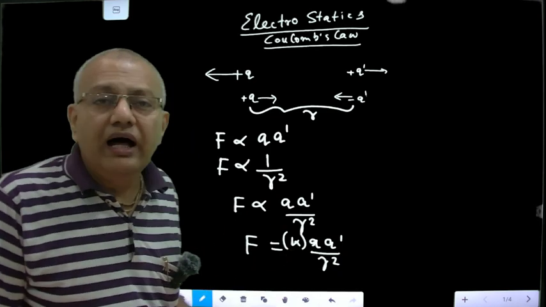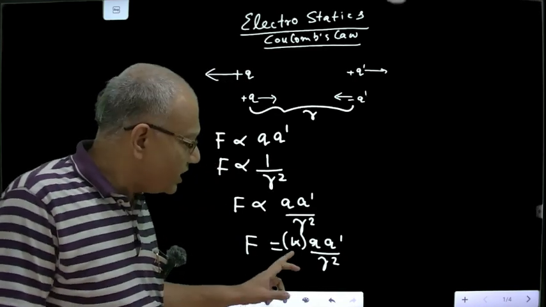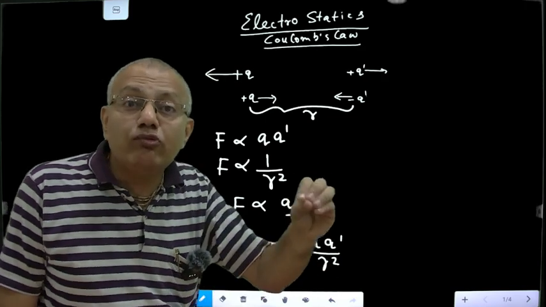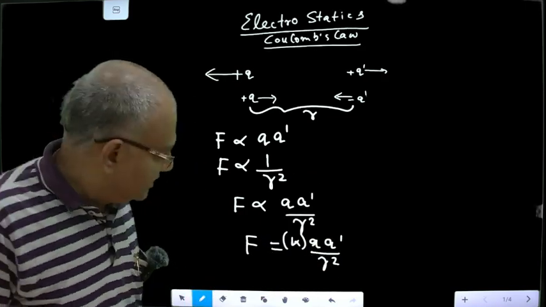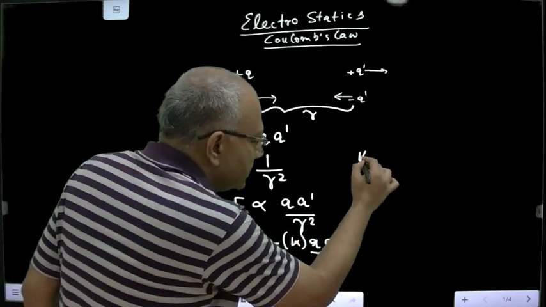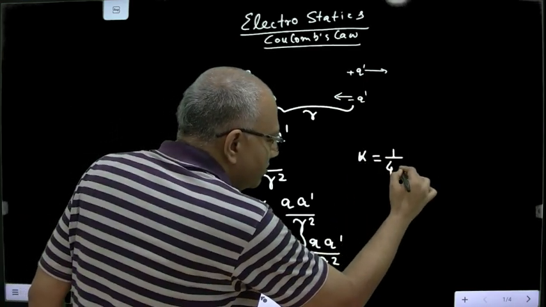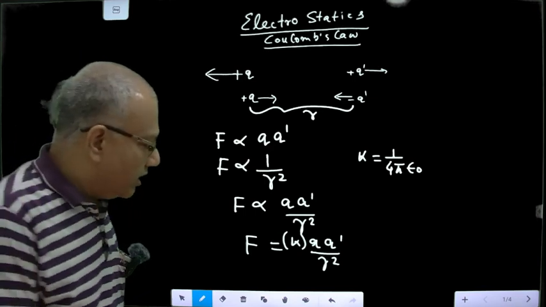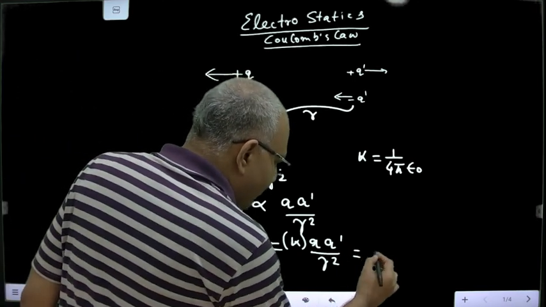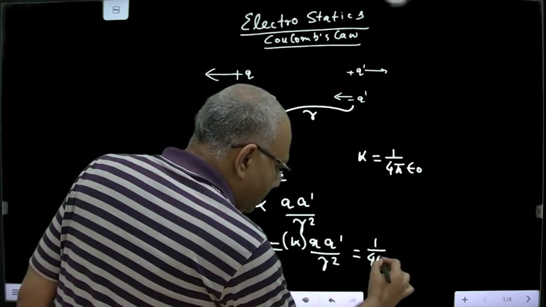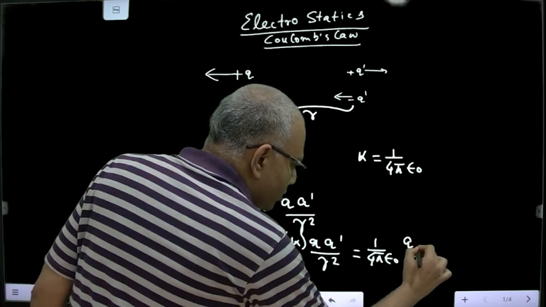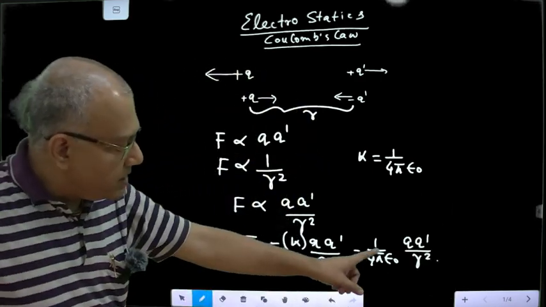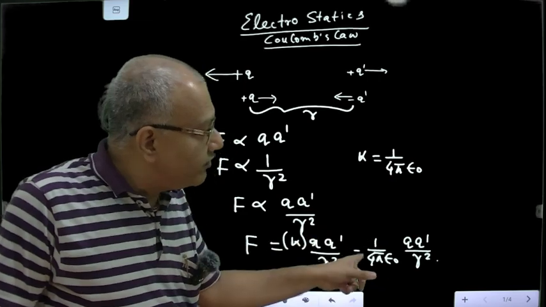Let us think of this K. When I place these two charges in vacuum, the value of this K becomes 1 by 4 pi epsilon naught. So ultimately the value of F becomes 1 by 4 pi epsilon naught times Q Q dashed divided by r square. So you can see this is for vacuum.